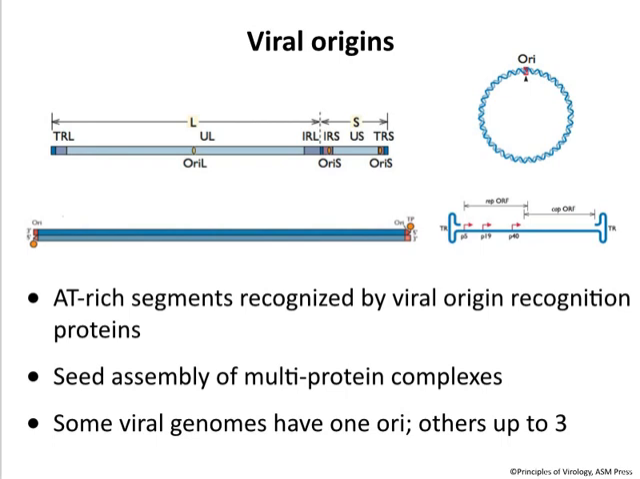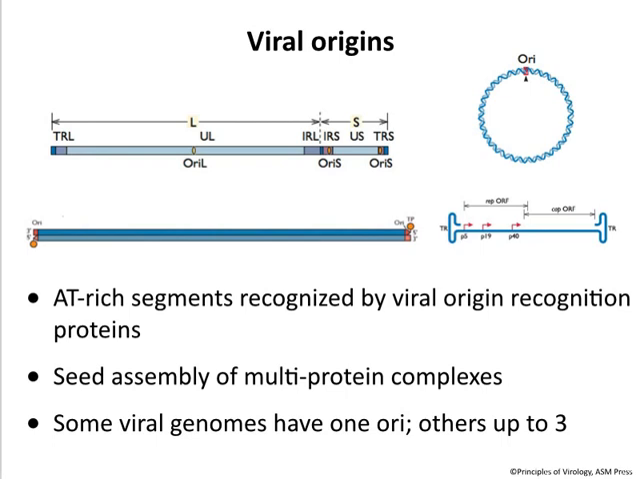So all you need to know is that there could be one or multiple origins of replication in viral DNA genomes. These are typically AT-rich segments. They're AT-rich because those are easier to melt than GC-rich ones. GC bonds are stronger than AT bonds. They seed the assembly of multi-protein complexes. So, for example, T antigen will come in, and then that brings in a number of other proteins, all seeding the origin.